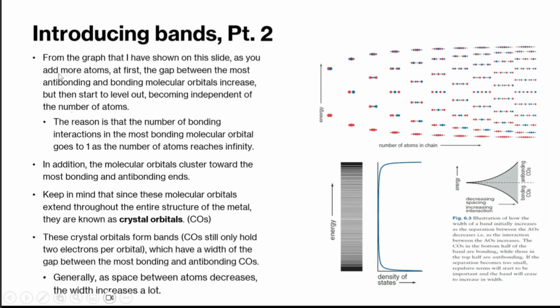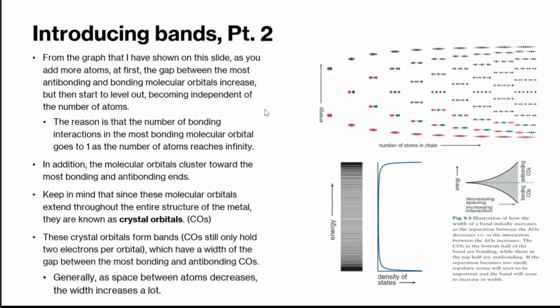From this graph on the slide, as you add more atoms, at first this gap increases, but you can see this gap starts to level out. You can even see this in the second image. So this width becomes independent of the number of atoms. The reason is that the number of bonding interactions in the most bonding molecular orbital goes to 1 as the number of atoms reaches infinity.